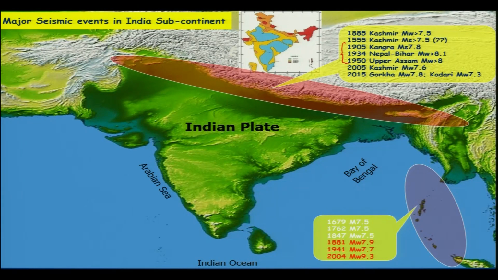Apart from this, if we move towards the west, then we have the Makran subduction zone. So, this is the Andaman, Sumatra Andaman subduction zone. There is a collision, or we can say the subduction zone.